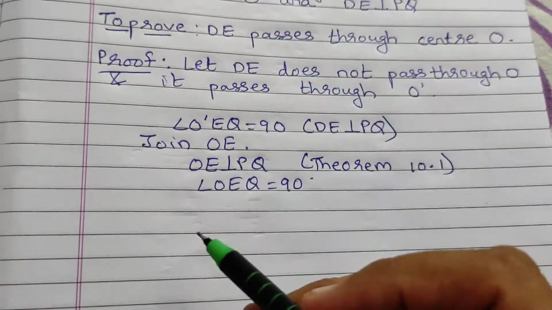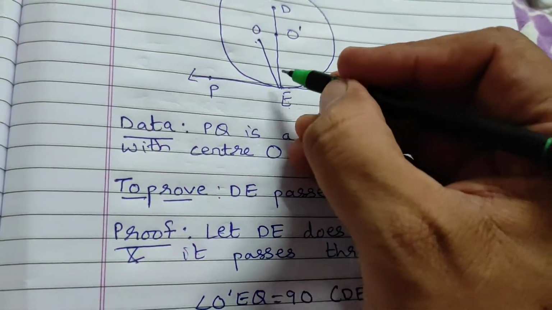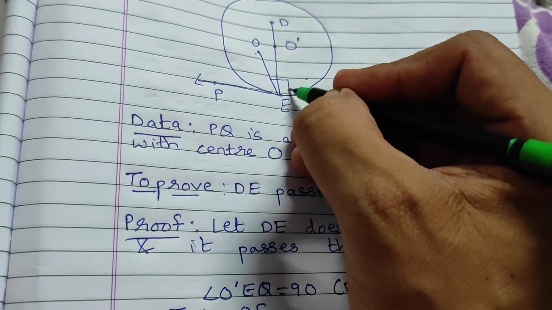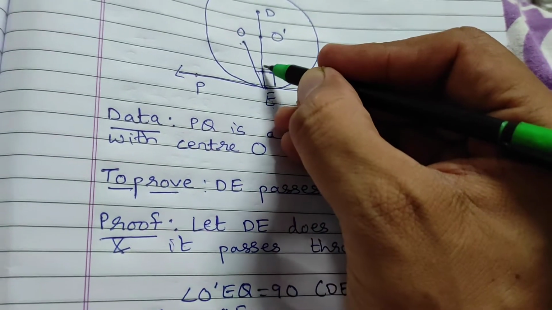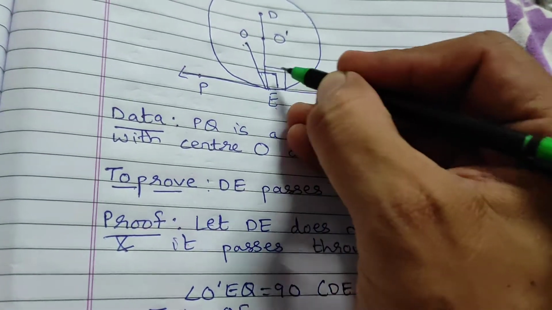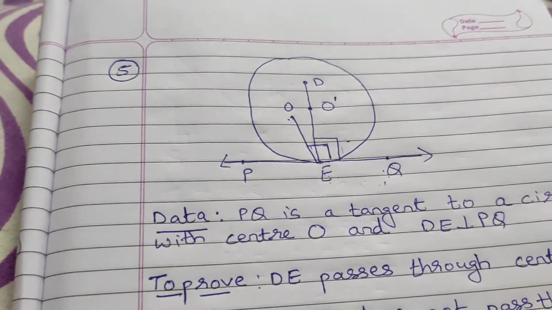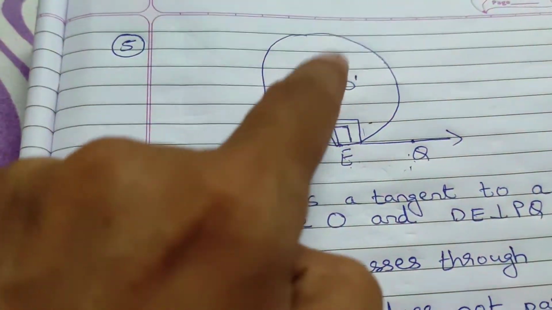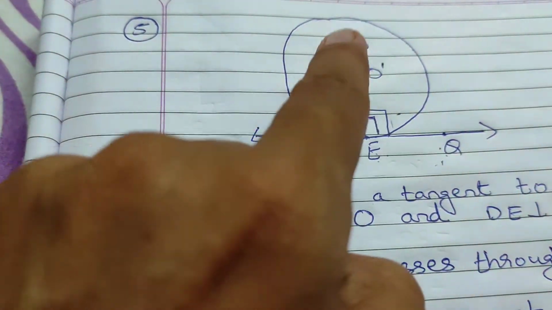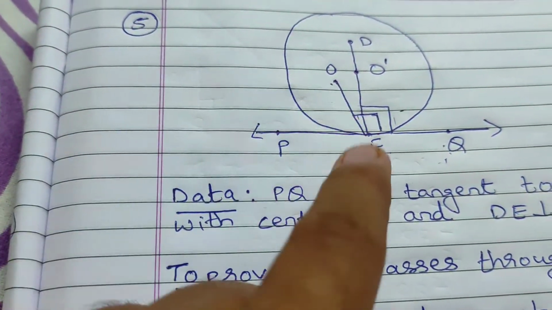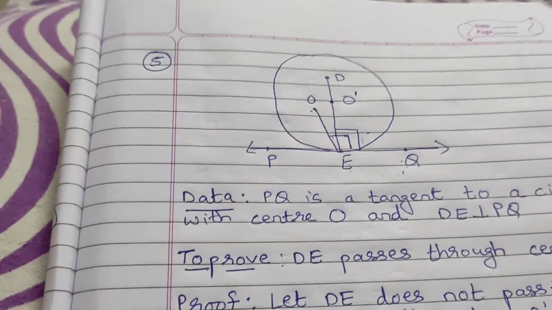Right? So students, angle OEQ, here is angle OEQ, this whole angle is 90 degree, and angle O dash EQ, this is also 90 degree. Isn't it very strange? Right? So angle O dash EQ is 90 degrees and angle OEQ is also 90 degrees.